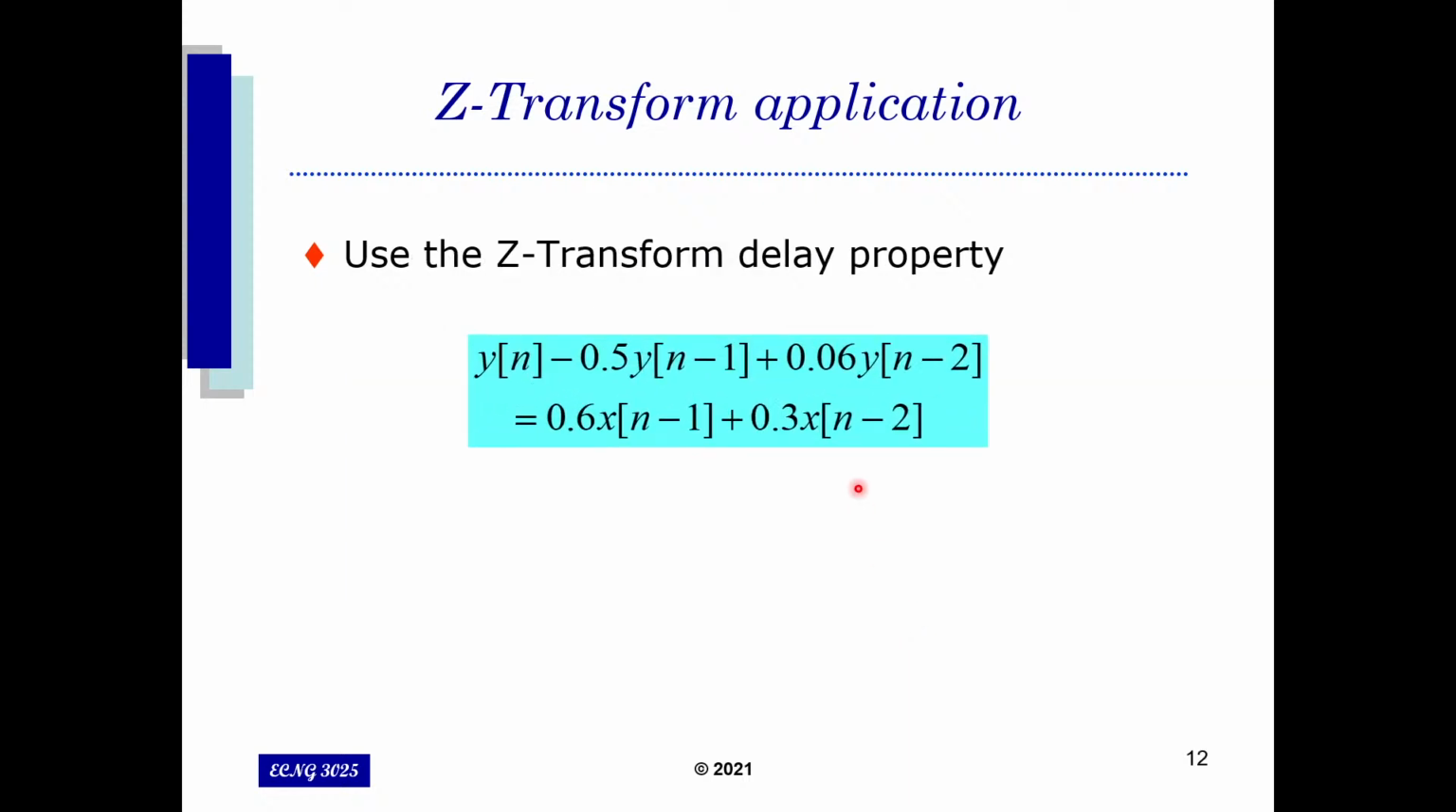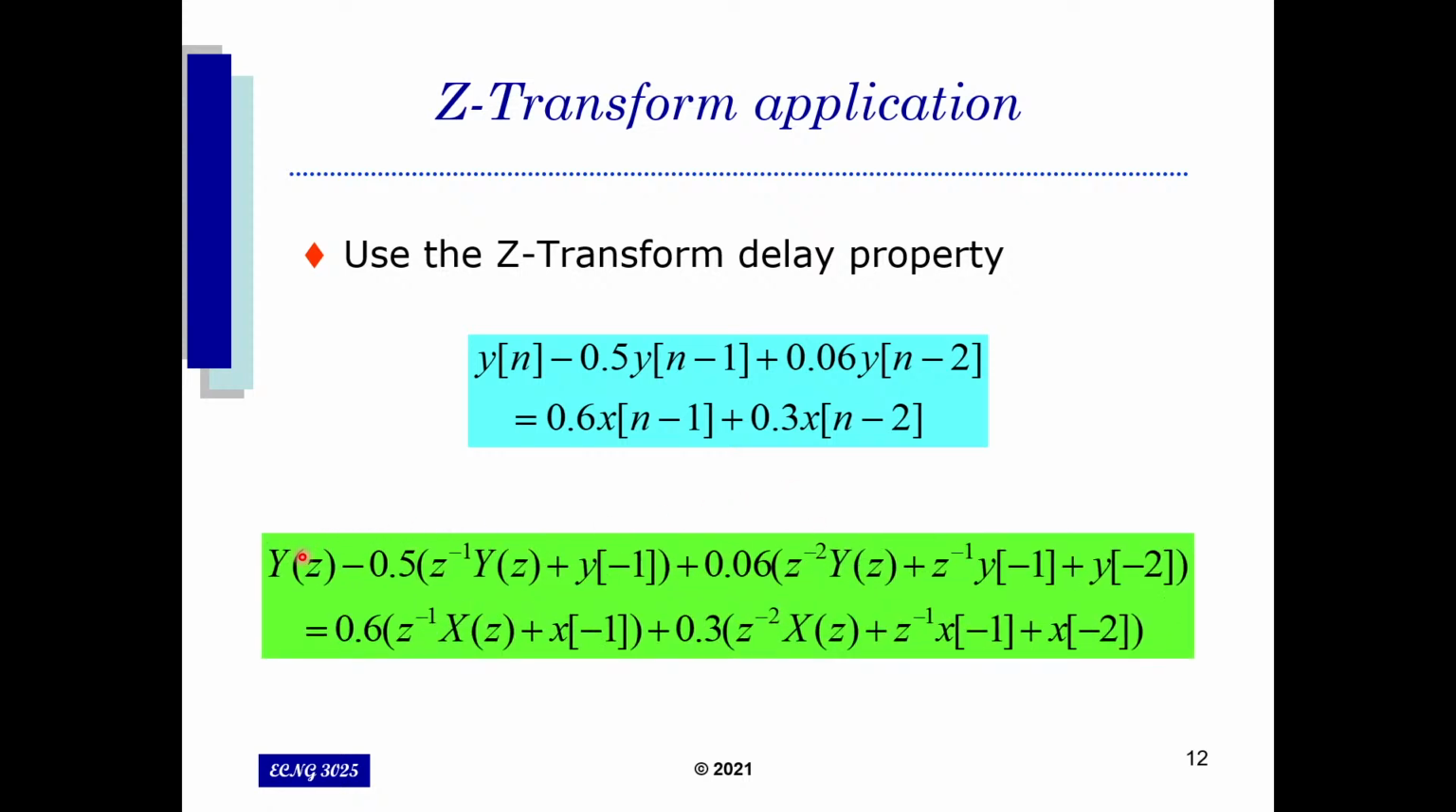So in using the transfer function delay property that we just now observed, it's possible for us to obtain this equation as required. So y of n here will transfer to y of z. The negative 0.5 is a constant, so we hold that on the outside here. Y of n minus 1 is going to transfer to z to the negative 1 y of z plus y of negative 1. Y of n minus 2 here is going to transfer to z to the negative 2 y of z plus z to the negative 1 y of minus 1 plus y of minus 2.